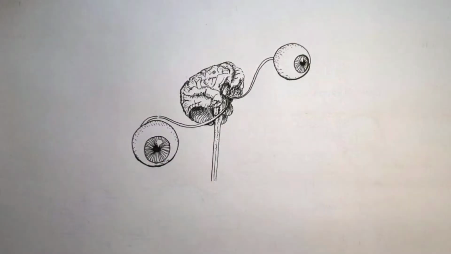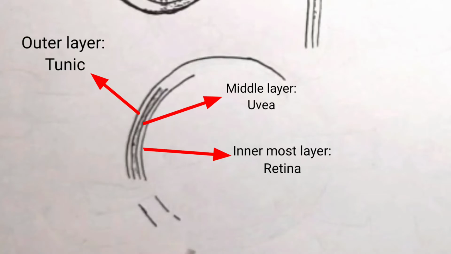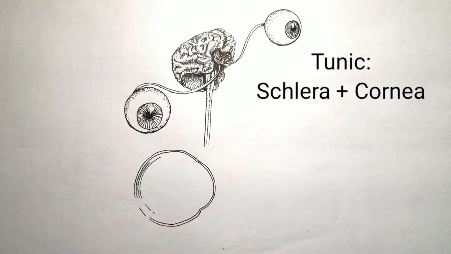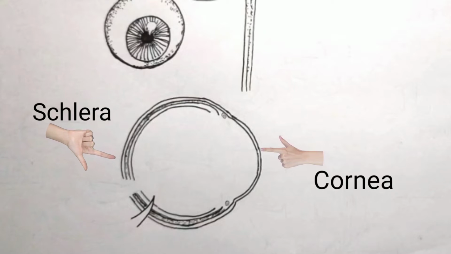Our eye is perhaps the most interesting of all optical instruments. The eye has three main layers. The inner layer is known as the retina, the middle layer is called the uvea, and the outer layer, we call it the fibrous tunic. The outer layer consists of the sclera and the cornea, which are continuous with each other. The sclera is the white part of the eye, and the cornea is the clear, transparent dome-like structure positioned at the front of the eye.